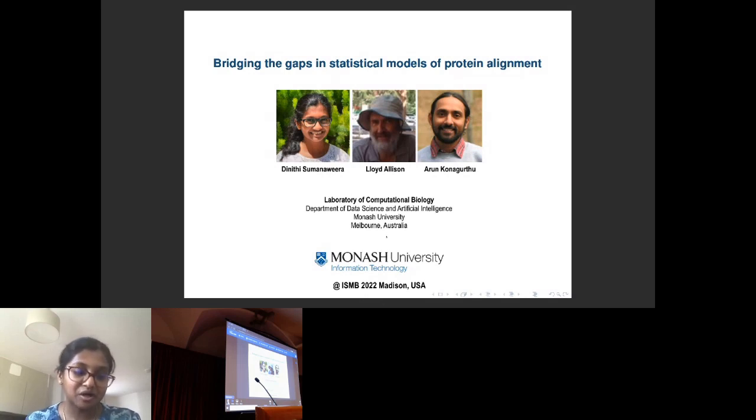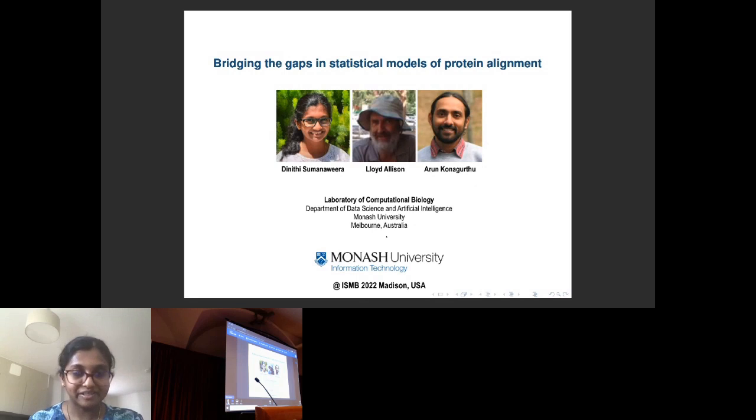So in this work, we wanted to see how we can bridge the gaps between current protein alignment models. And for that, we tried to come up with a Bayesian information theoretic framework that can infer an optimal alignment model, which gives us a way to connect the amino acid substitutions and insertions and deletions together consistently, as well as to evaluate any kind of substitution model in a reliable manner.